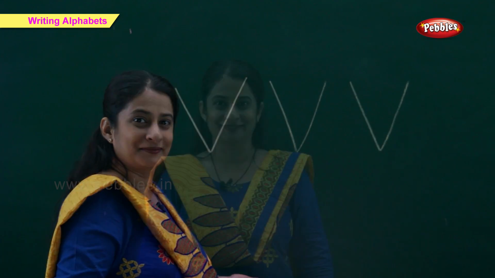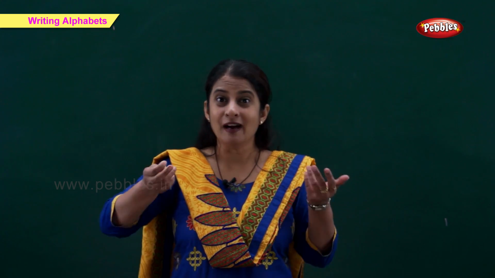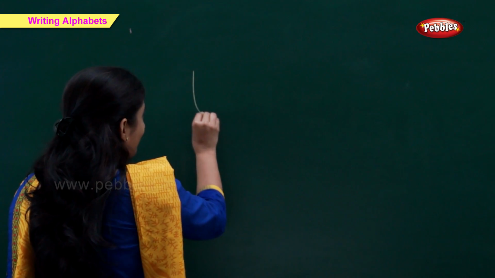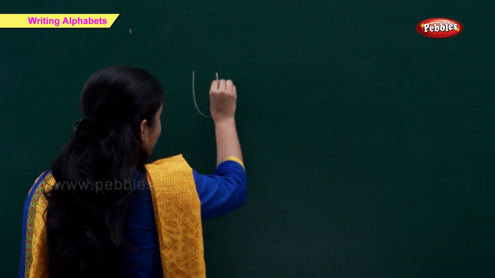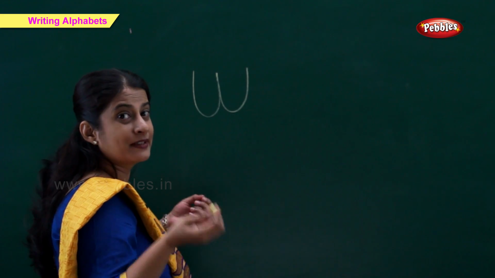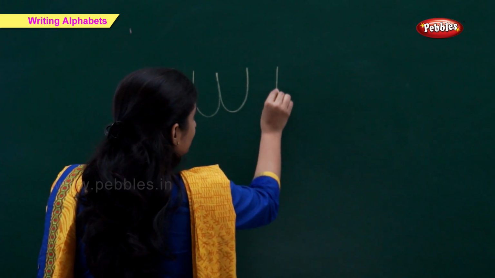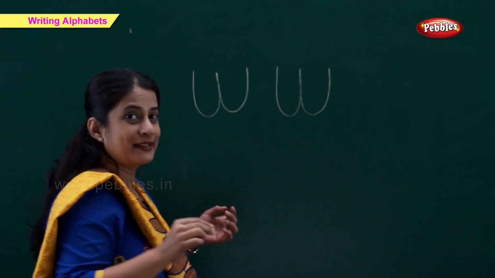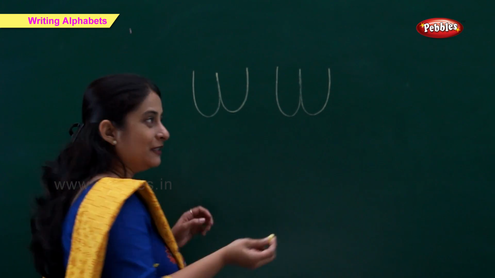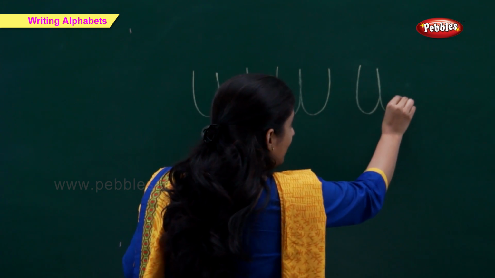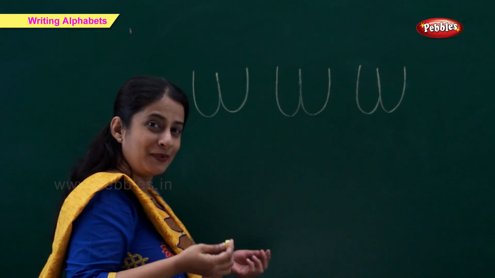Small v. Now we are going to write W. Small w. One curve joining another curve makes W, small w.